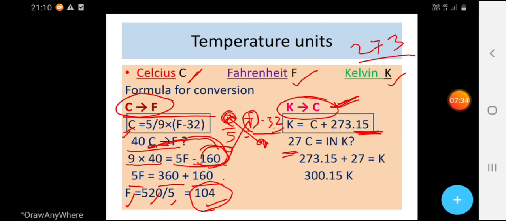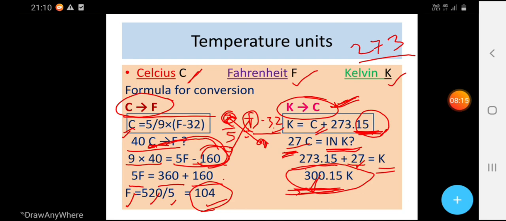That example is that Celsius is 27. Suppose the temperature is 27 degrees Celsius, then we have to convert it into Kelvin. By the formula we can easily write 273.15 plus Celsius. Celsius is given as 27, so we will add these two values, and it will be in Kelvin. So in Kelvin it is 300.15. If 0.15 is not given, then it will be 300 Kelvin. 27 degrees Celsius is 300 Kelvin.